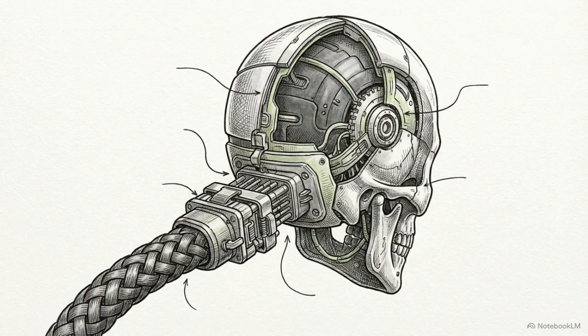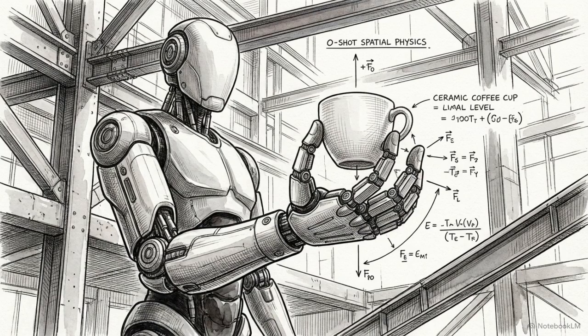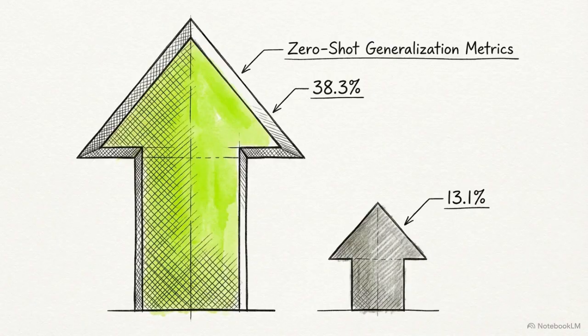The efficiency of the data pipeline is equally rigorous. In real-world tests, researchers achieved high physical success rates deploying the model onto the Unitree G1 Humanoid after post-training it on only 1,000 human demonstrations. Most critically, the zero-shot generalization metric, the ability to succeed at novel, untrained tasks, jumped from 13.1% in the original N1 release to 38.3% with N1.6.